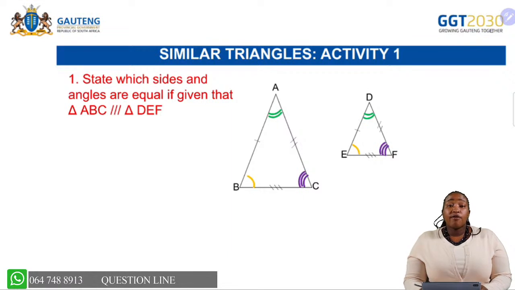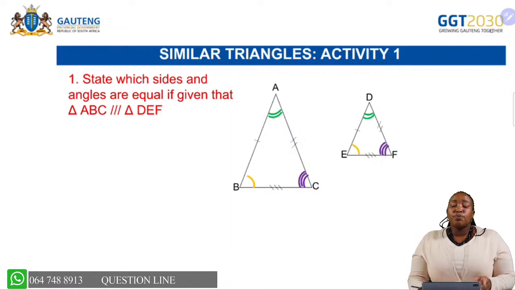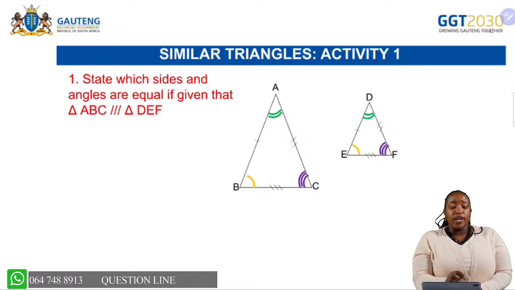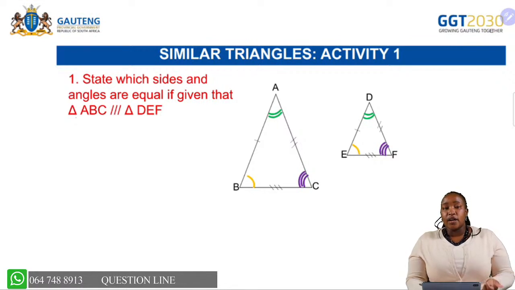Okay, we have our first activity. This activity is just about you being able to use the notation, just for you to be able to use the notation when you're given that two triangles are similar. So I'd just like to see how you're able to identify the equal sides and the equal angles. You're not proving similarity, you're just identifying the equal angles and the equal sides. You will have 2 minutes to do this question, and then we'll come back and do it together.